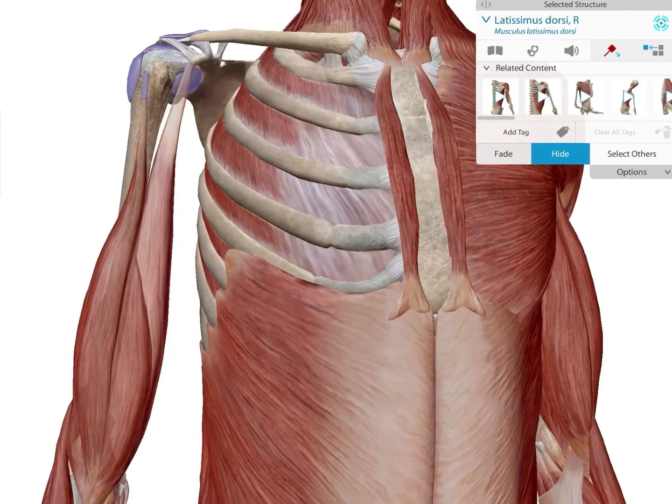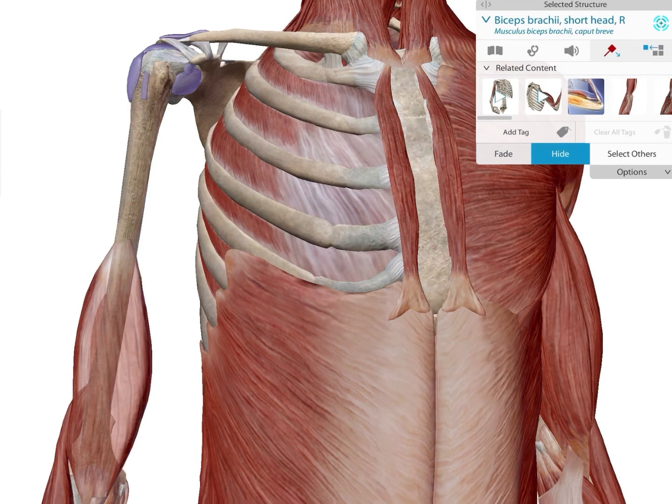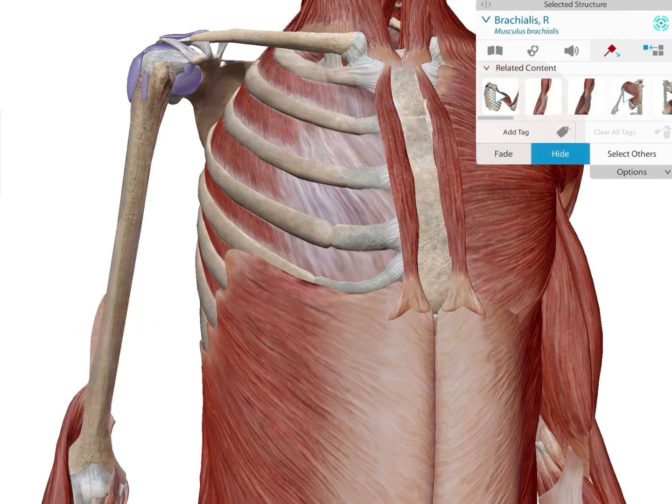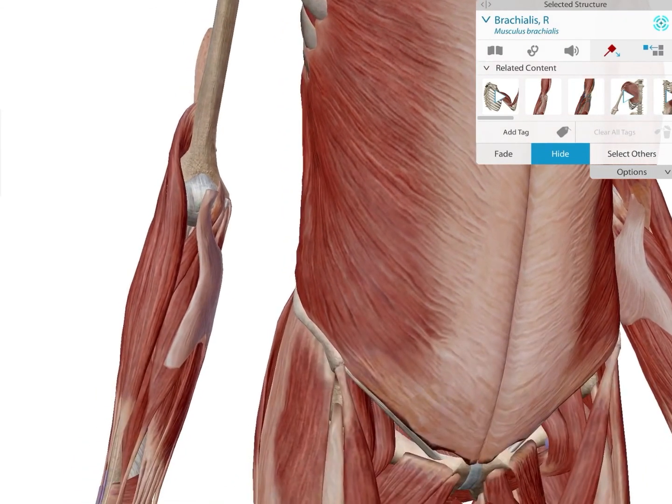Okay, just going to hide the biceps. Don't know why I haven't hidden it yet. Hiding the brachialis. There you go, that's the naked humerus. Now let's have a look at the muscles of the forearm.